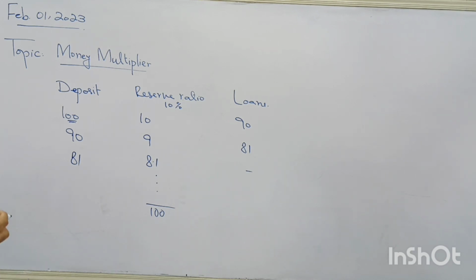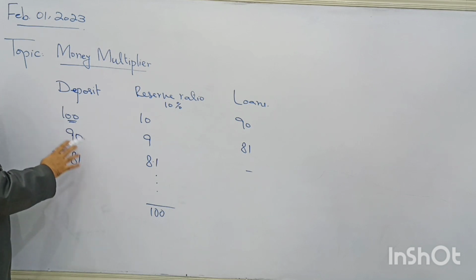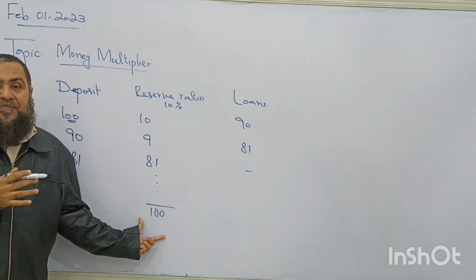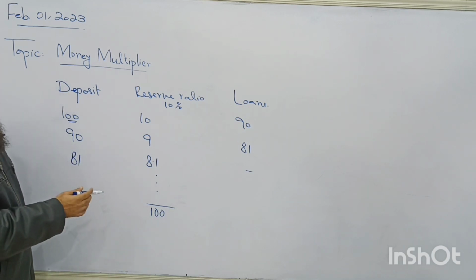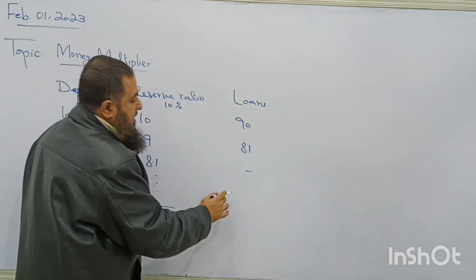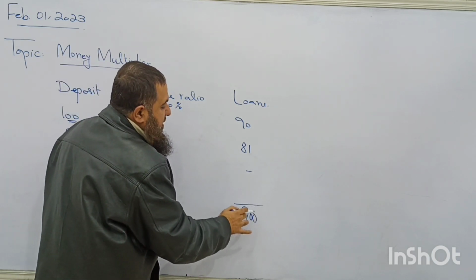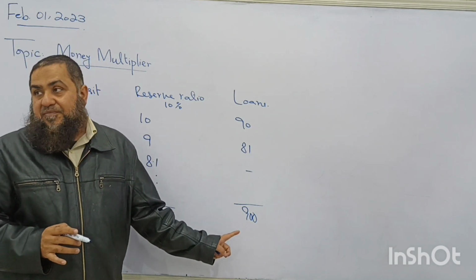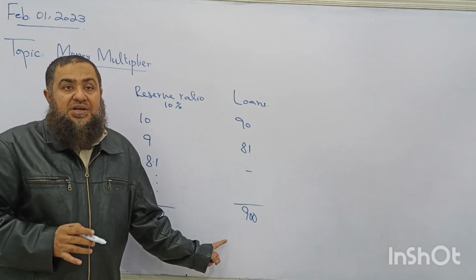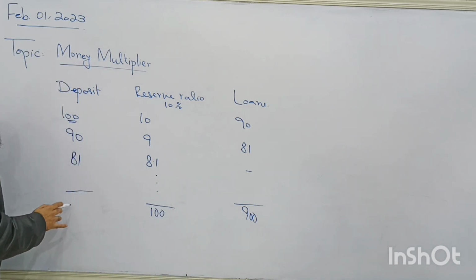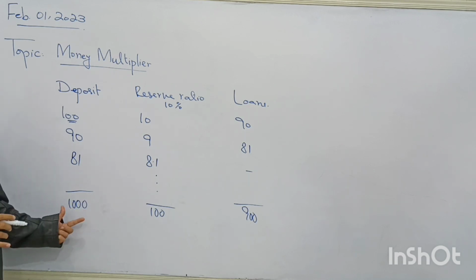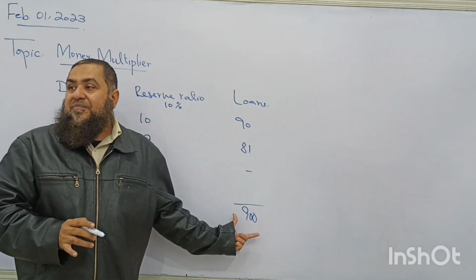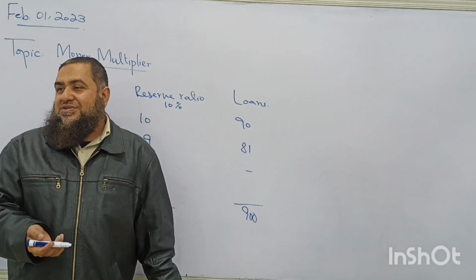So when these reserves are equal to the initial deposit, if this person comes back to get his money, the bank should have this 100. Clear? So when the 100 reserves are equal to the initial deposit, till that time the bank will be able to create loans of 900. How much loans has it created? 900. So here the total deposit will be equal to 1000. Out of this 1000, 10% are the reserves, and the remaining 90% are the loans.